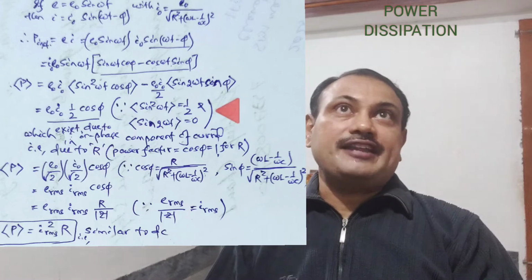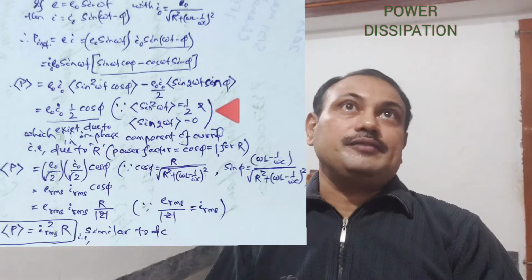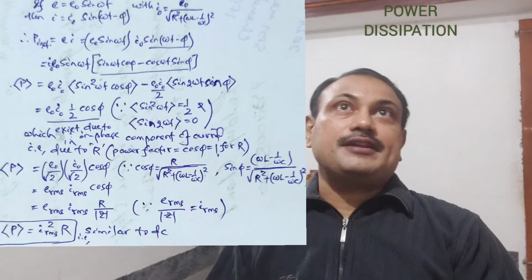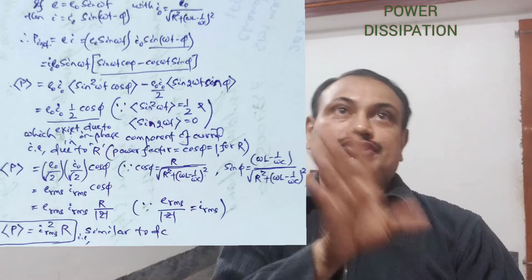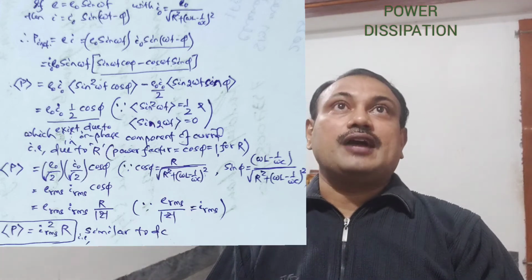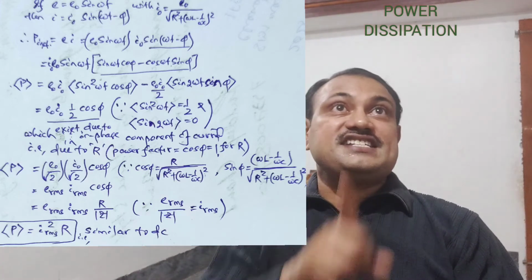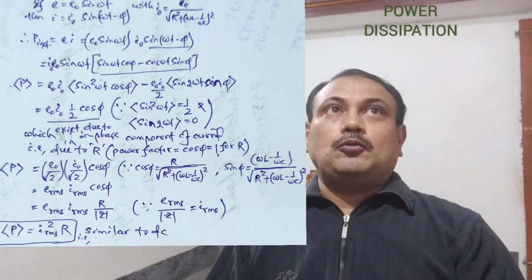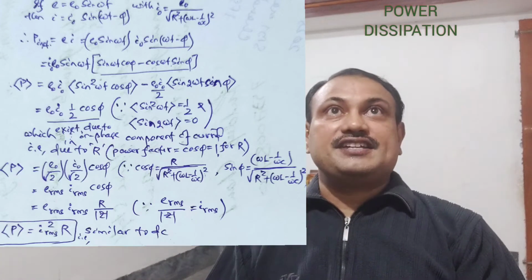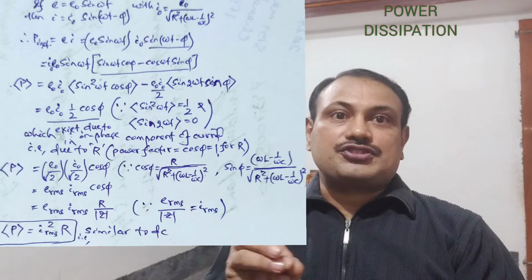So the second term completely vanishes, and therefore the first term will be there to give P average, which is equal to E0 I0 by 2 cos theta. That is the average power, and this average power exists due to the in-phase component of current only. That is due to the existence of a resistor, for which the power factor cos theta is equal to 1.